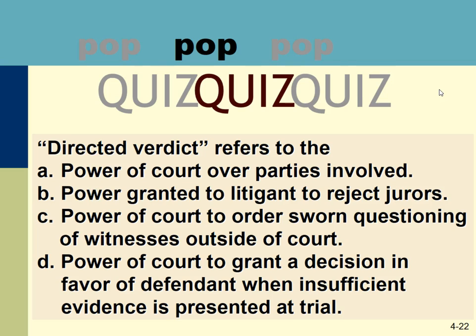The correct answer is D, the power of the court to grant a decision in favor of the defendant when there is insufficient evidence presented at the trial. The power of the court over the parties involved has to do with jurisdiction. The power granted to litigant to reject jurors is part of the voir dire process of accepting or rejecting jurors. The power of the court to order sworn questioning of witnesses outside the court is part of discovery, and that is part of the deposition process.